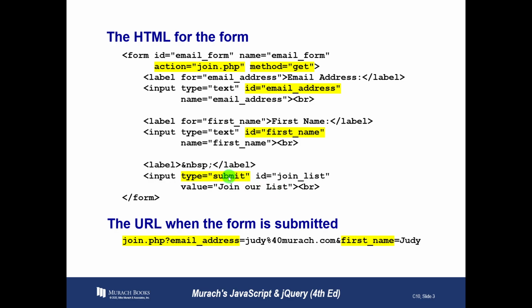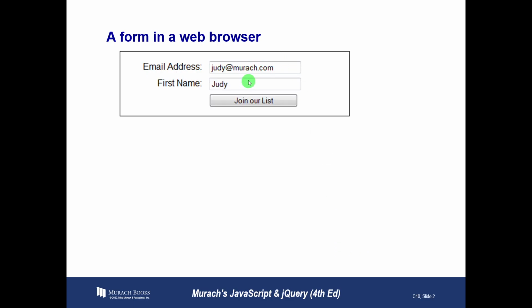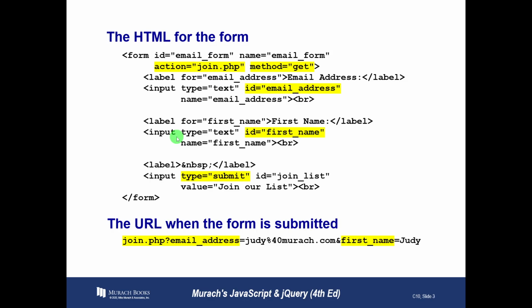When that button is clicked, because it's a submit button, that's what pulls the data off of our form and sends it to the server to the join.php script. Okay, and since we're using get, we can see that the things that are being sent to the server appear in the URL that gets submitted. So join.php, and it sends email address equals, and in this case it's judy@merck.com, and first name equals Judy, which was the data that we saw in the form in the example.